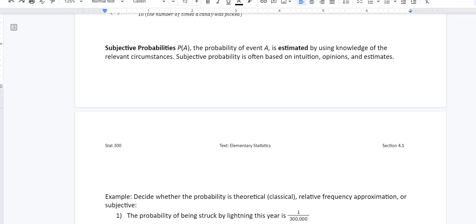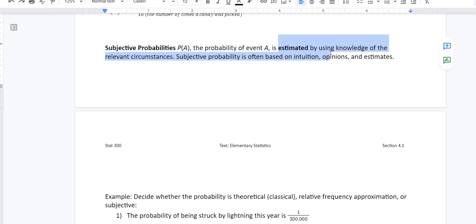The book actually has a great example of this. It talks about a first date. It says if Kelly and Mike go on a first date and Kelly asks Mike to guess her age and he guesses too high by 15 years, what is the probability that Mike and Kelly will have a second date? So this is an example of subjective probability, right?